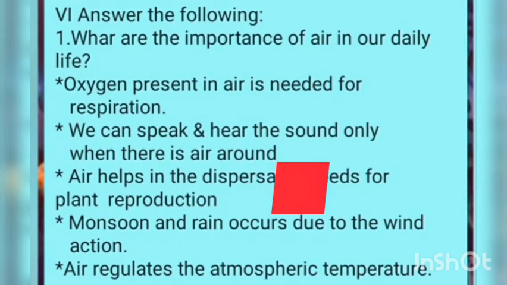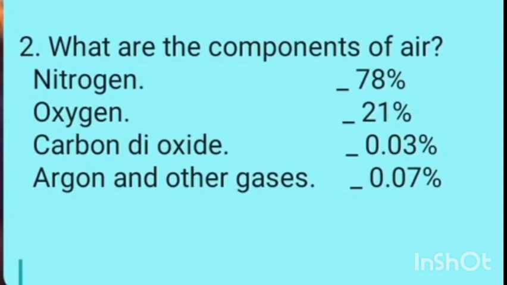What are the importance of air in our daily life? Oxygen present in air is needed for respiration. We can speak and hear the sound only when there is air around. Air helps in the dispersal of seeds for plant reproduction. Monsoon and rain occurs due to the wind action. Air regulates atmospheric temperature. What are the components of air? Nitrogen 78%, oxygen 21%, carbon dioxide 0.03%, argon and other gases 0.07%.